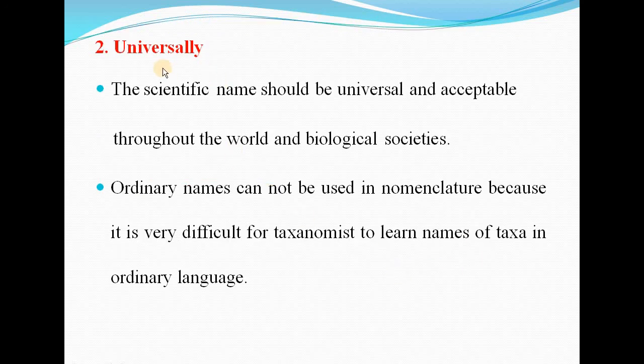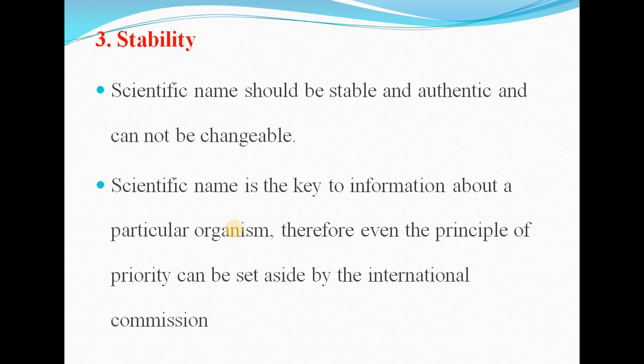Second is universality or universal nature. The scientific name should be universal and acceptable throughout the world and biological societies. Ordinary names cannot be used in nomenclature because it is very difficult for taxonomists to learn names of taxa in ordinary or common language, which may change from place to place, country to country, creating difficulty for the taxonomists.